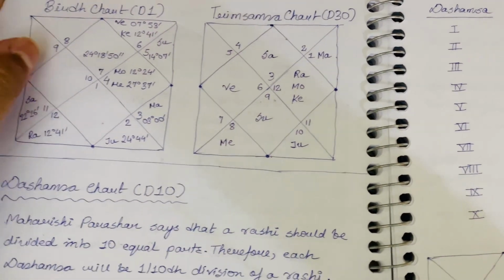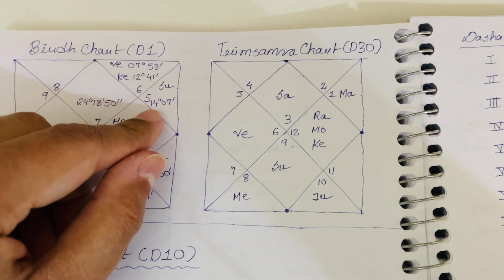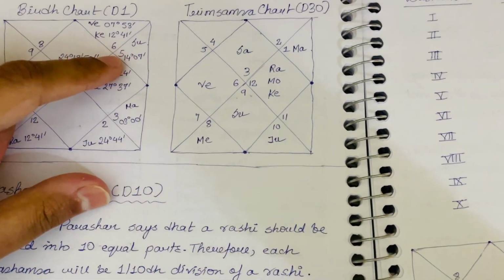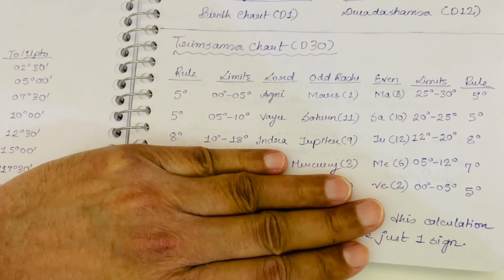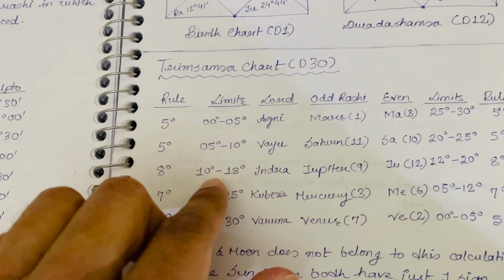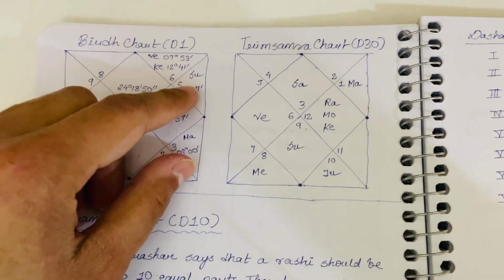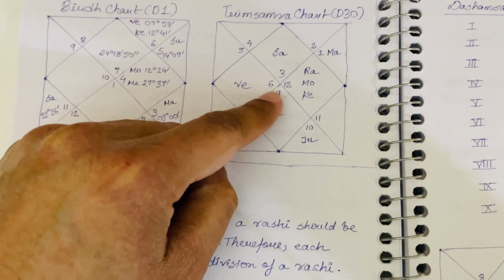All right, now we have Sun. The longitude of Sun is 14 degrees 07 minutes, but here again it is in the odd sign. So we are going to look at the odd part of the table. 14 degrees 07 minutes is falling in this particular limit, so it is being ruled by Sagittarius, number 9. So here Sun goes in the sign of Sagittarius in the Trimsamsa chart.